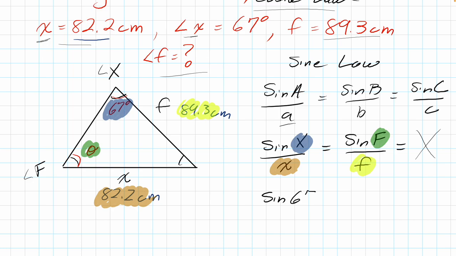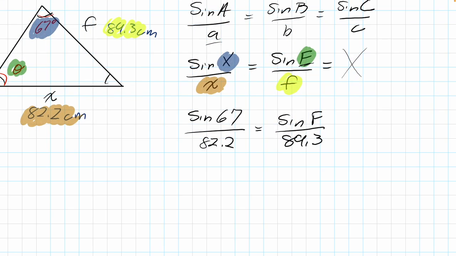Sine 67 over 82.2 is equal to sine, we're going to say theta, or we can leave it as F. Do you care? No. Okay, let's leave it as F. I called it theta, but there's really no point to it. Over 89.3. Well, now I'm just working with equivalent fractions. This becomes just a matter of algebra now. I want to isolate for F.